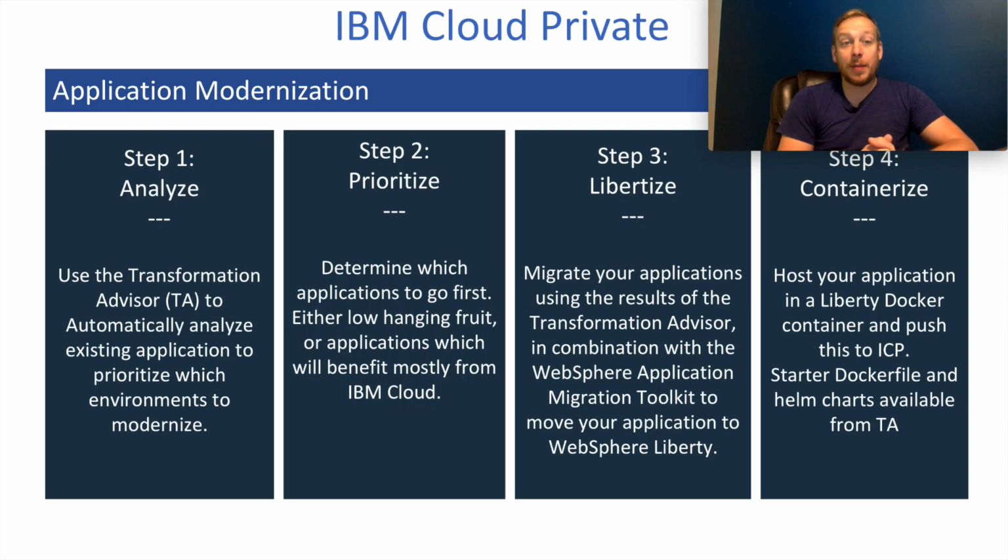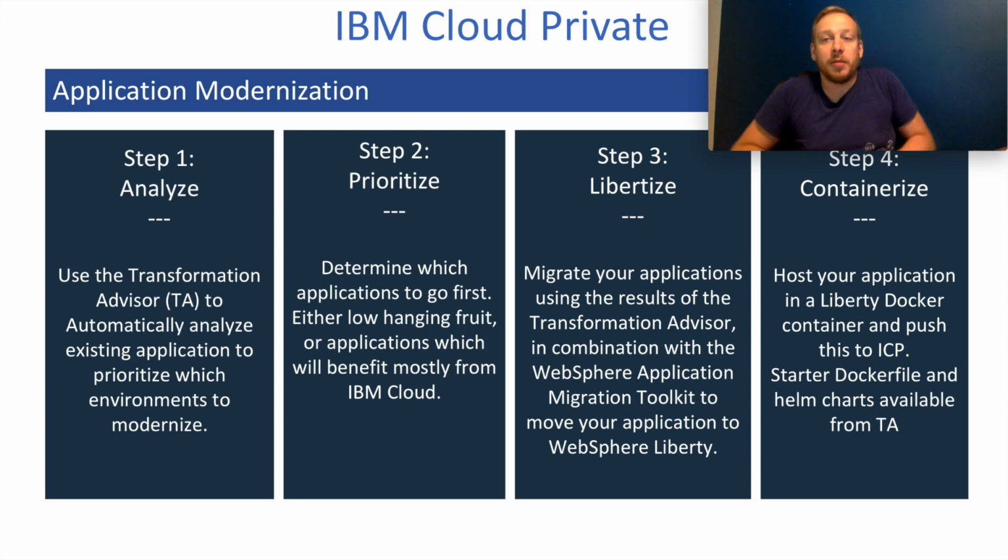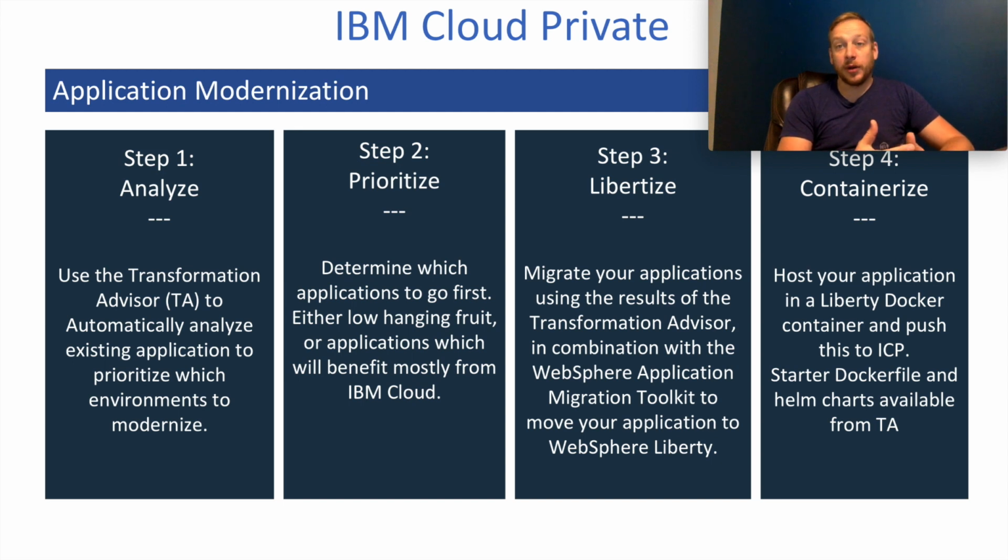So when we talk about application modernization, in this context, we're going to be talking about moving your traditional WebSphere applications over to Liberty running in a Docker container, and then hosting that on IBM Cloud Private. And these steps can work as well if you want to host these on the IBM Kubernetes services, which is on the public IBM Cloud, or other services as well. So we have four steps that we generally go through when we're modernizing applications.